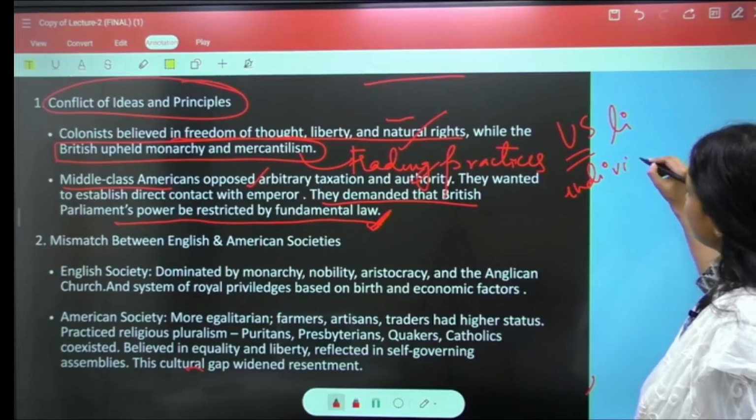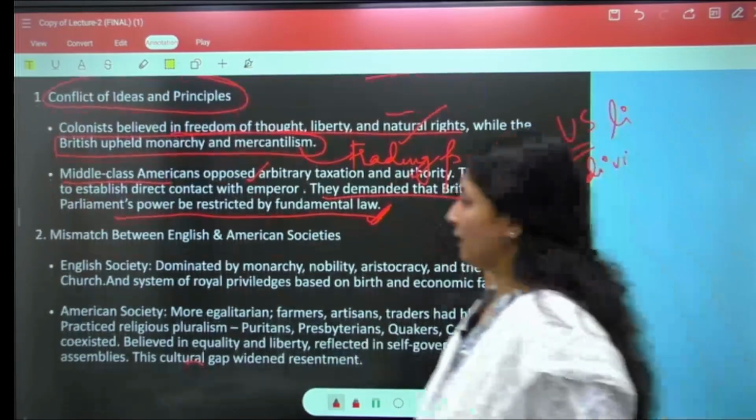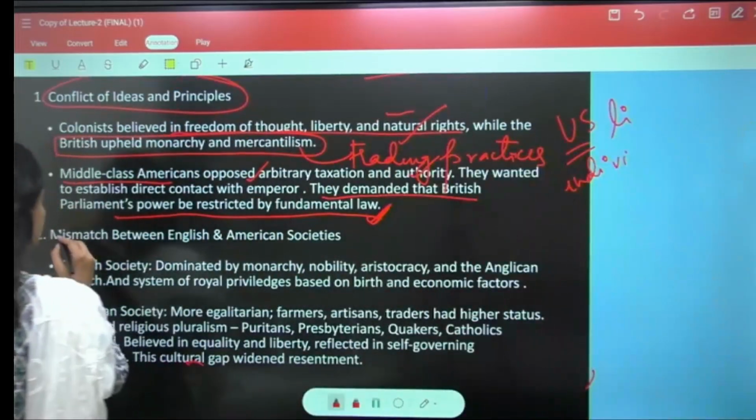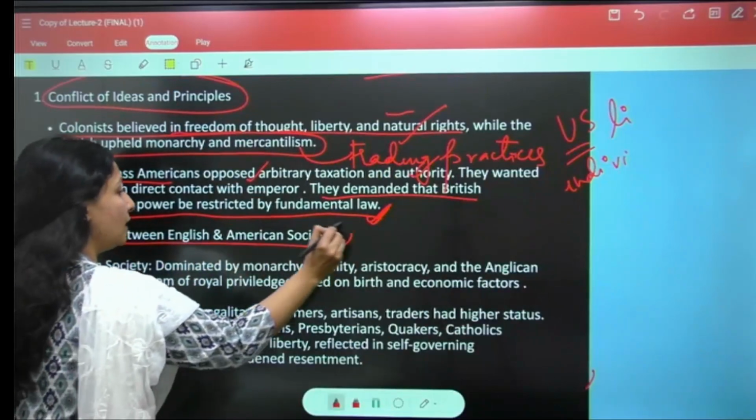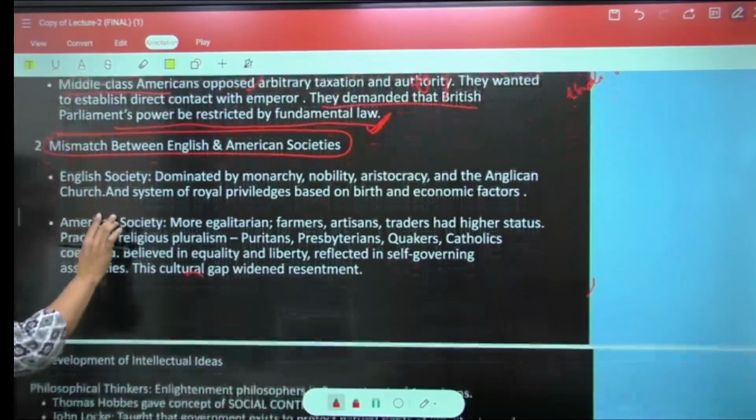The society was such. Okay, I hope you understand. The second point over here is the mismatch between the English and the American societies.